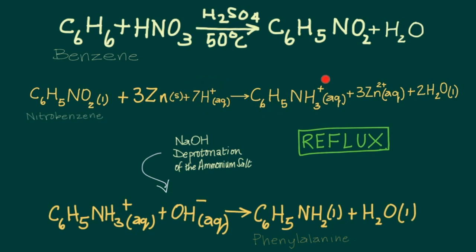The product is the phenylammonium ion, and zinc is oxidized to zinc 2+ ions, moving from an oxidation number of 0 to an oxidation number of positive 2. The gain in oxidation number suggests that zinc is oxidized. Oxidation is a loss of electrons. This phenylammonium ion is then deprotonated through the addition of sodium hydroxide, giving the final product, phenylalanine. A simple example of a synthetic pathway where benzene is first nitrated and then it is reduced to phenylalanine.